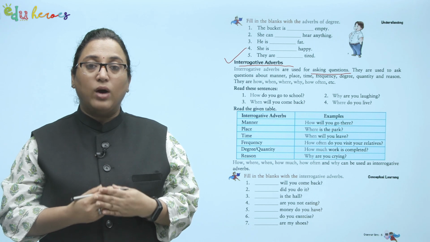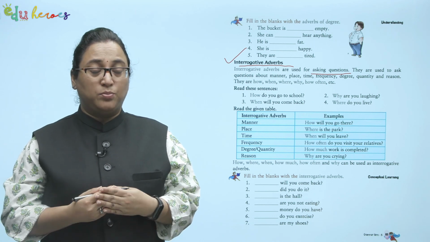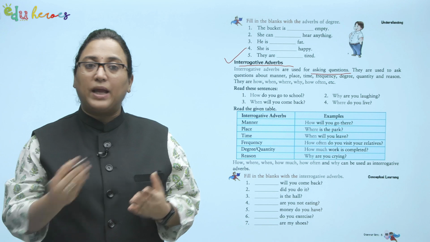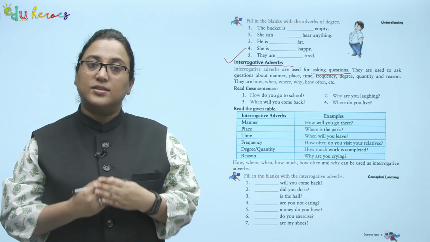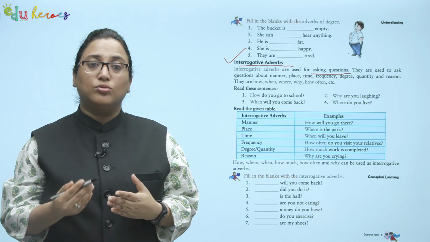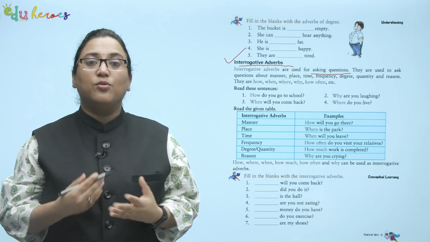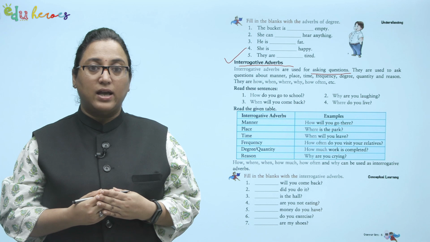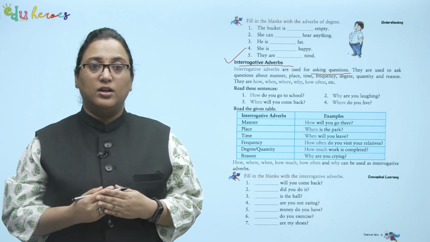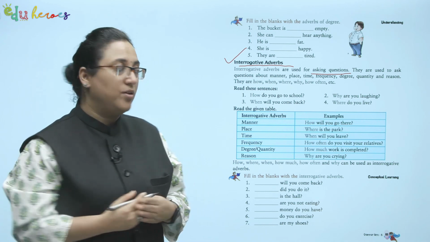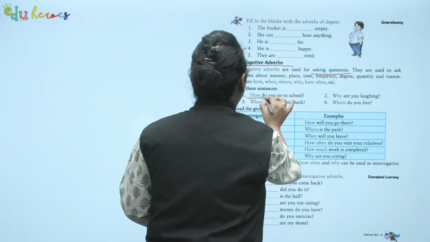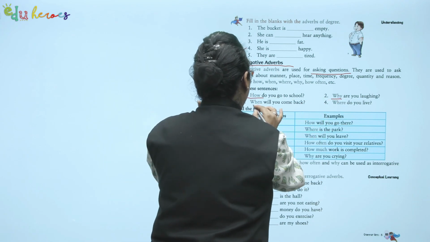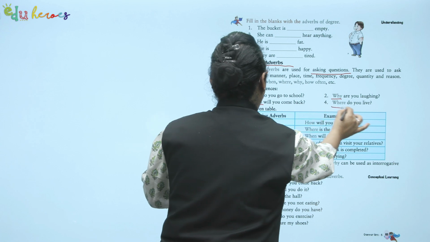तो ये वो adverbs हैं जो questions पूछते हैं almost सब types के लिए. Let's read the sentences. How do you go to school? Why are you laughing? When will you come back? And where do you live? So let's underline the interrogative adverbs here. How, why, when and where.